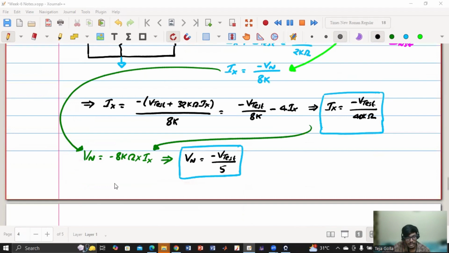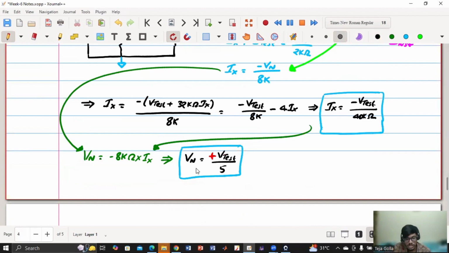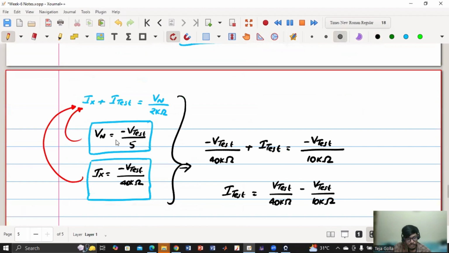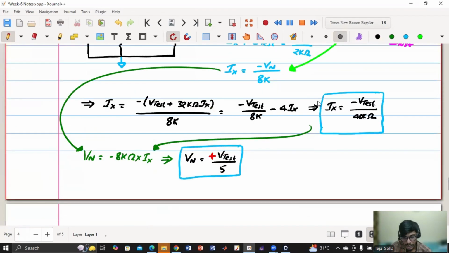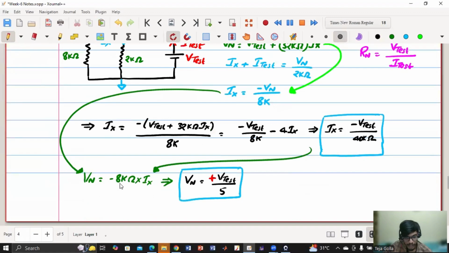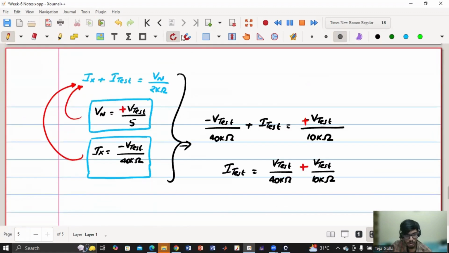One mistake I have done. It is minus 8 kilo ohm into Ix, right? So this is already minus. So minus into minus, there will be one plus. Kindly make sure, I have made a mistake. So this is plus V test by 5, so this also plus V test by 5, and this also plus and this also plus. So sorry for that. Because Ix is minus V test by 40K and Ix is minus Vn by 8K. So the minus minus gets cancelled and Vn is plus V test by 5. So kindly note that I have made this small mistake.